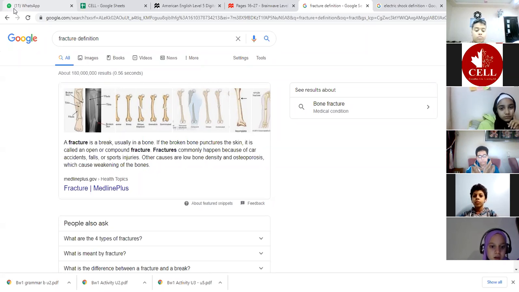Other causes are low bone density and osteoporosis, which causes weakening of the bones. Osteoporosis is the medical name, and it means هشاشة.